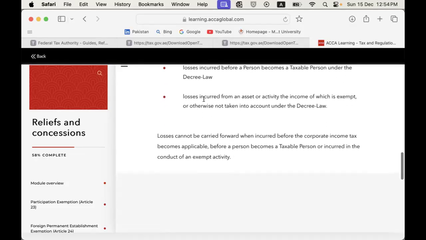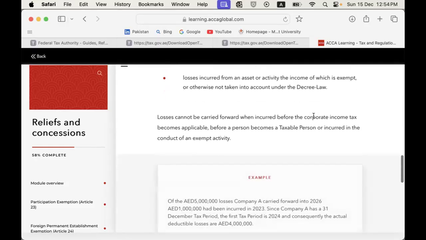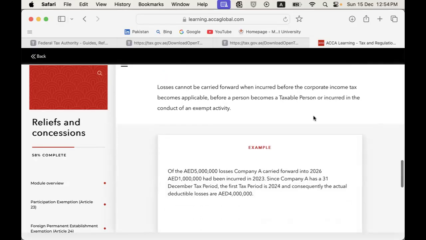And then the third thing: losses incurred from an asset or activity, the income of which is exempt or otherwise not taken into account under the decree law. So those losses which pertain to exempt income or are not included in taxable income will also be excluded. Foreign permanent establishment, remember guys, if there are losses which pertain to a foreign permanent establishment and we are using the exemption method, then we are going to exclude losses of the foreign permanent establishment.